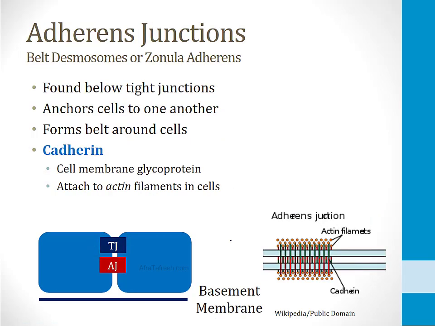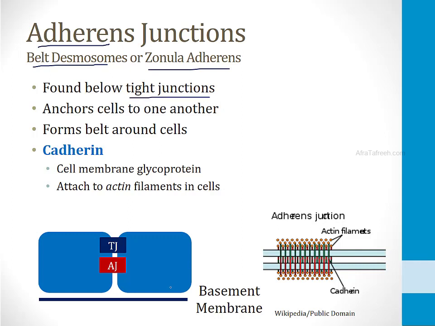Second type of connection between epithelial cells is called the adherens junctions. These are also sometimes called belt desmosomes, not to be confused with desmosomes that we'll talk about later. These are also sometimes said to make up the zonula adherens, which is a zone in which these junctions link two cells together. These types of junctions are usually found below the tight junctions.